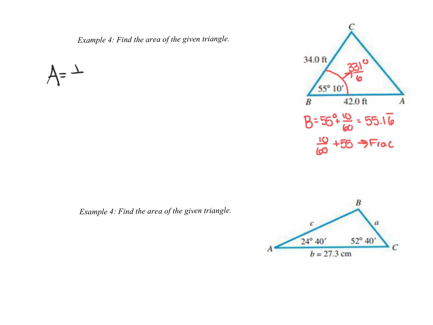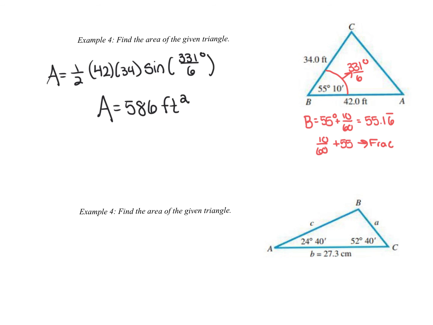Area equals 1/2 side, which I'm going to call 42 is the first side. My second side I will call 34. And then sine of your included angle, which we're not going to round, 331 over 6 degrees. Make sure your calculator is in degrees, and then type that in. All the numbers in this problem have 3 sig figs, so you should get an area of 586. Don't forget your label. It's not just feet, it's feet squared, because it was an area problem.